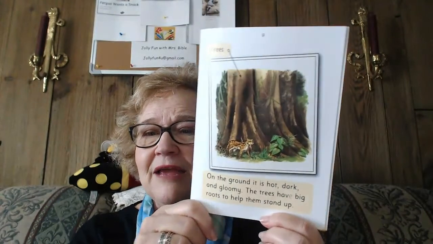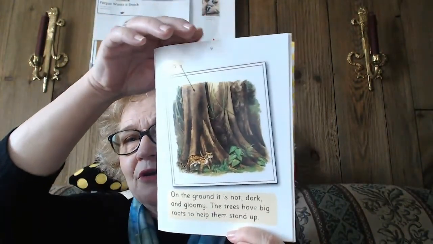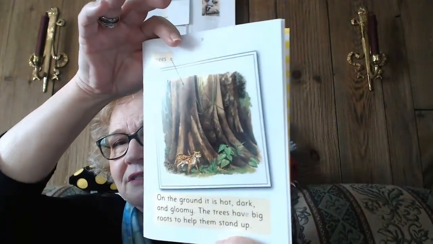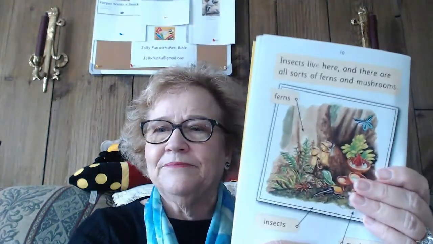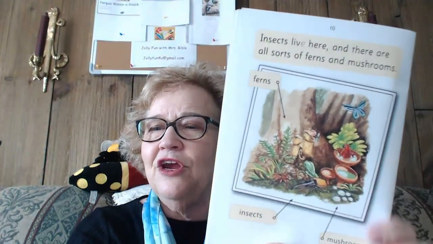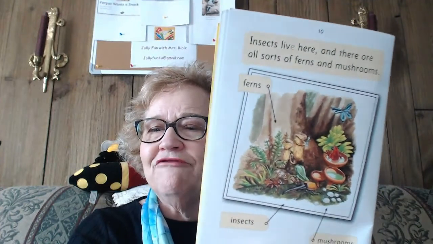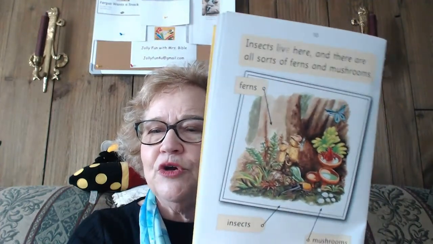And you can see the label at the top here. Whoops, there it is, Miss Bible, can you see that? Whoops, sorry, there you go, trees. Let's see what else we can learn about the rainforest. Insects live here, and there are all sorts of ferns and mushrooms.